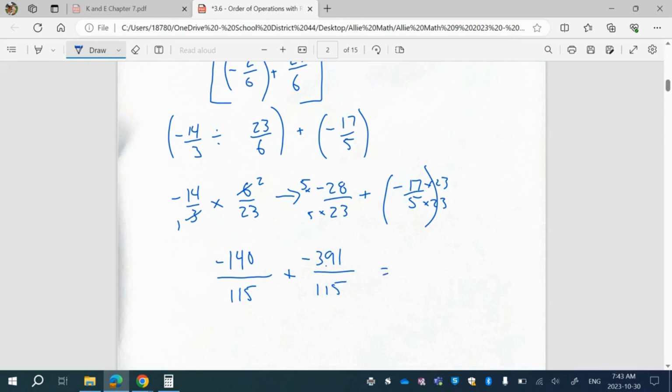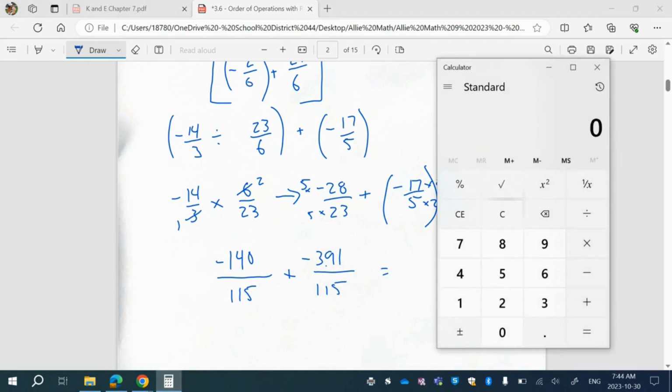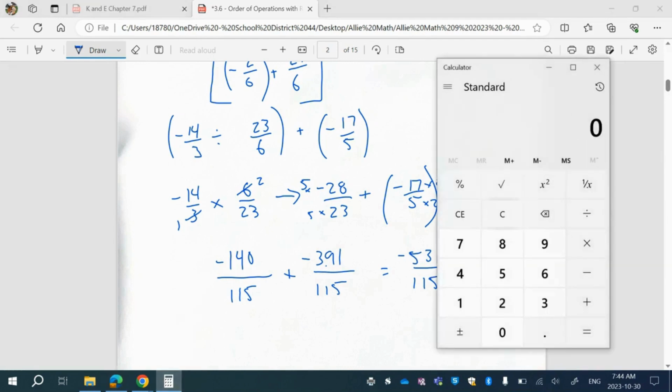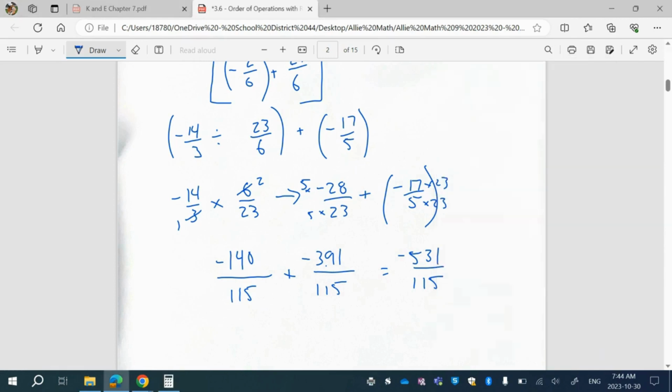So now let's add our tops. It's 2 negatives, so it's going to be negative 391 plus negative 140 equals negative 531 over 115. Let's see, how many times does that go into there without going over? 531 divided by 115 equals 4 and a bit. So we got negative 4.